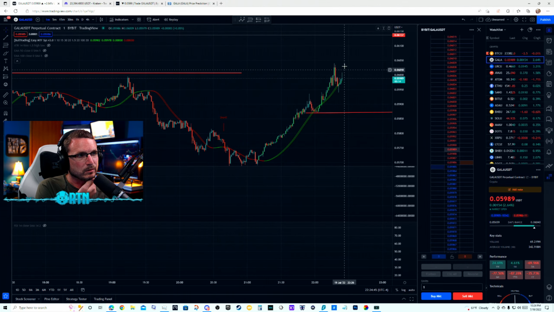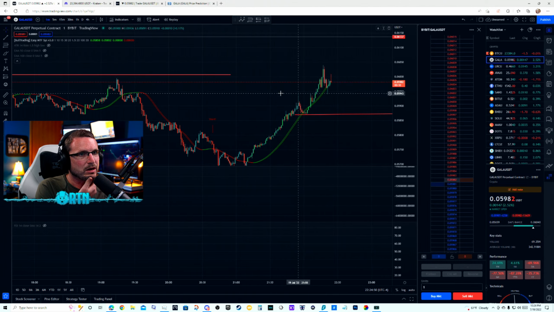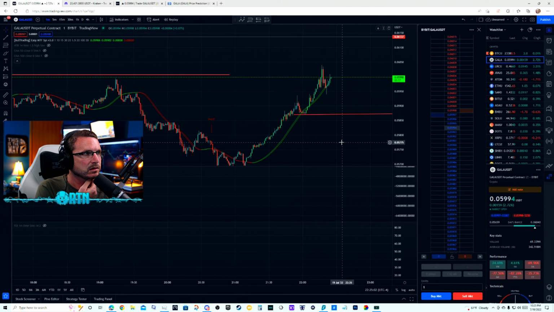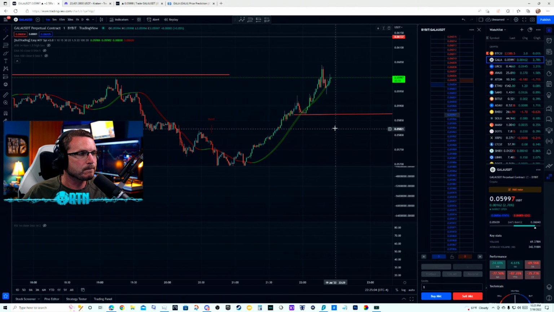So I'm very interested in this, if it's going to break. It's having a hard time though. The bears are not letting go. They're not letting go. They do not want it to go up that next leg there. The bears are referring to the people that are selling. The bulls are referring to the people that are buying the green candles. So I don't know.